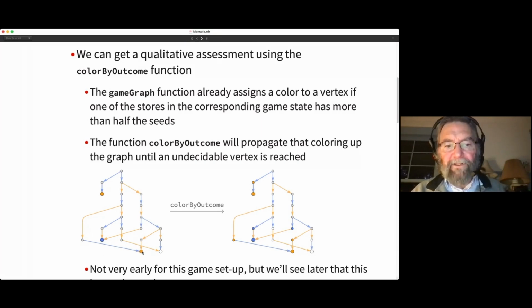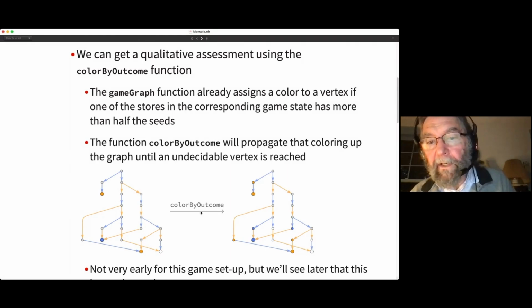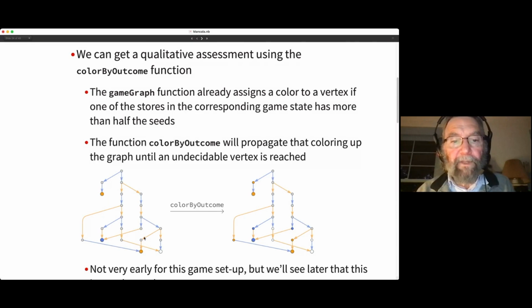So obviously for the leaves, the game is over and we know the final score, and we can certainly color those. But if we look at the score at the different game states before we get to the end, if one of the players has more than half the seeds, then the vertex can be colored by that player, and that's what game graph will do.